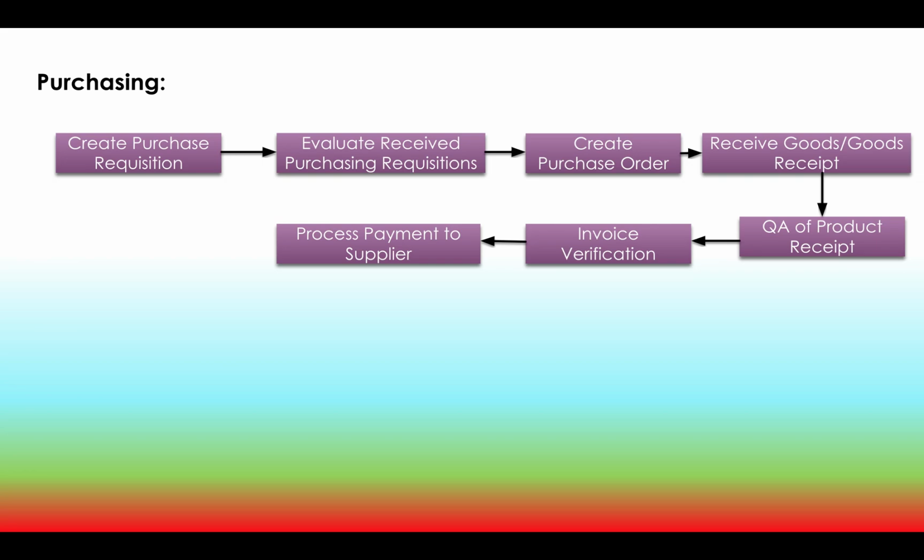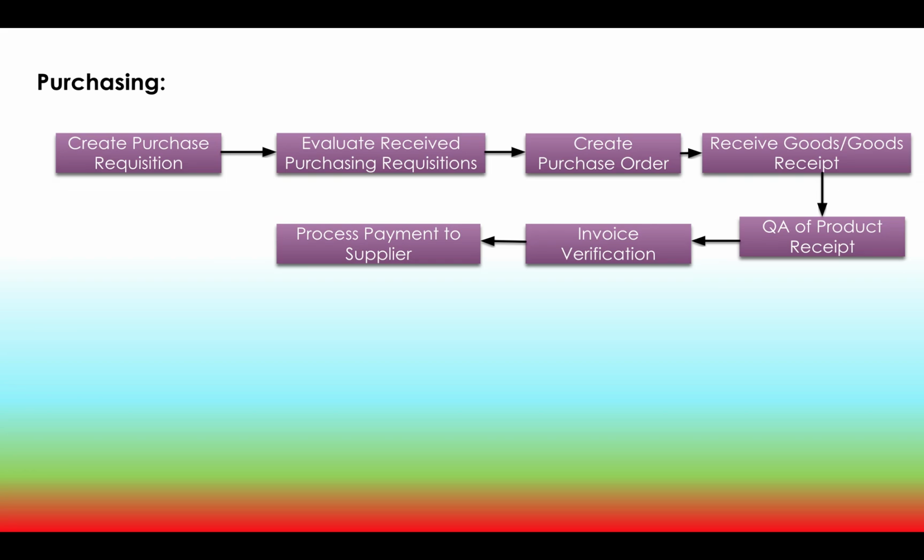Once the purchase order is created, whoever created the purchase requisition will receive the goods or service from the supplier. When the employee receives the goods or service, he creates the goods receipt for the purchase order. Once he creates the goods receipt, the purchasing department will do invoice verification and then process payment to the supplier.